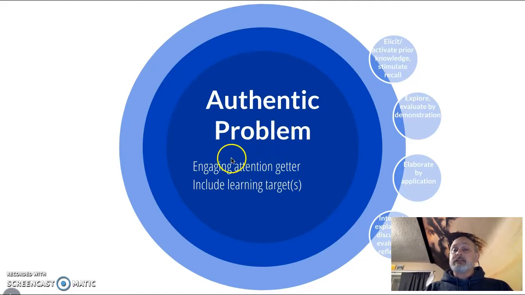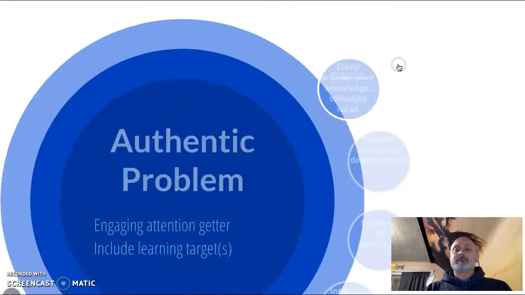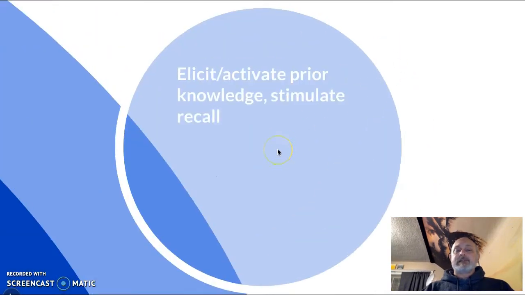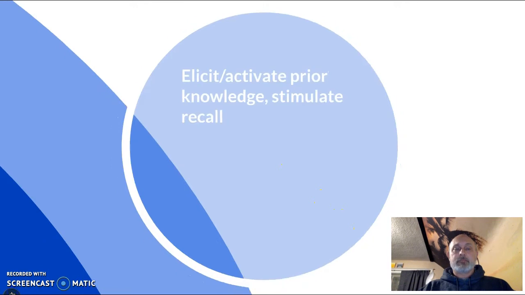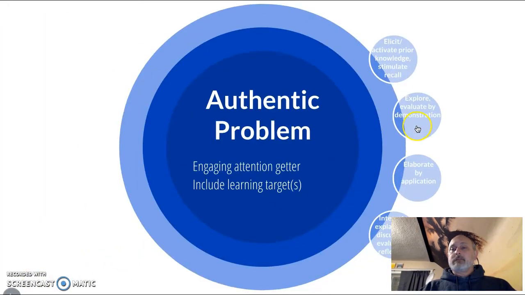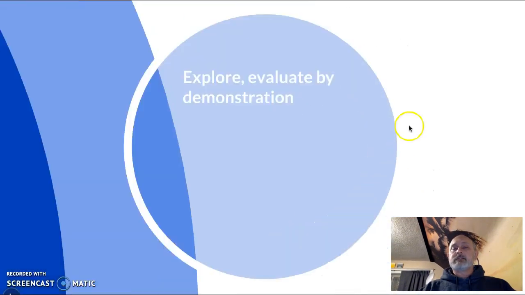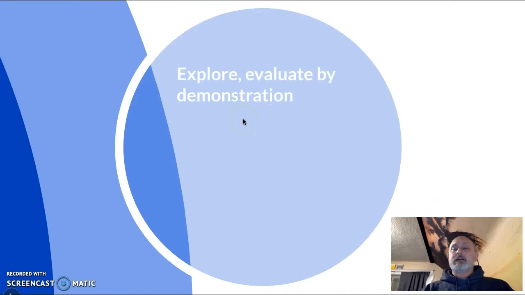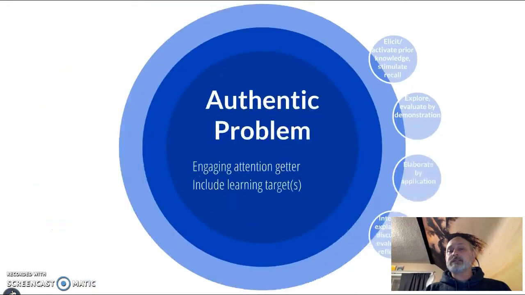And being authentic, it's going to be engaging. It's going to be that attention getter. So that other E is eliciting or activating the prior knowledge, stimulating recall, as Gagne would say. Exploring and evaluating by having the students demonstrate what they are doing and how much they are learning. So this is formative evaluation.